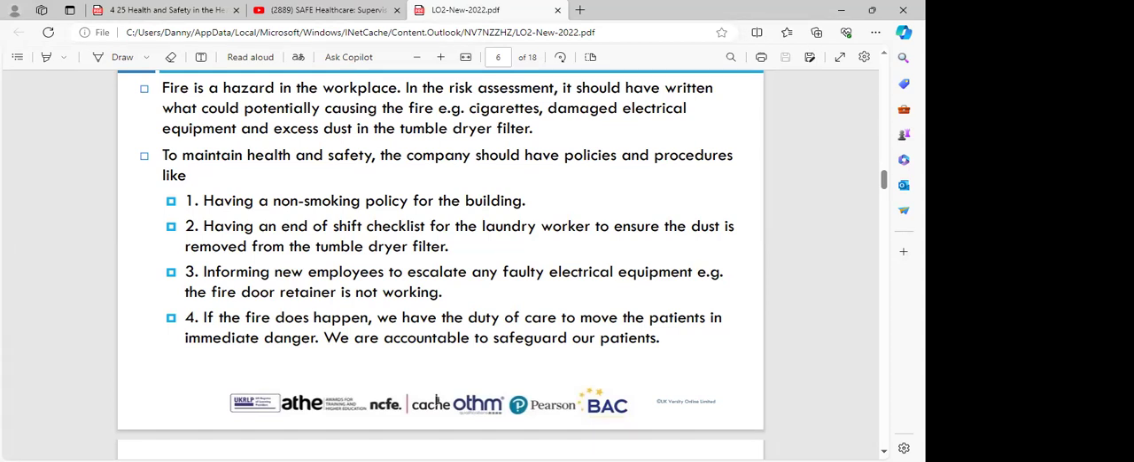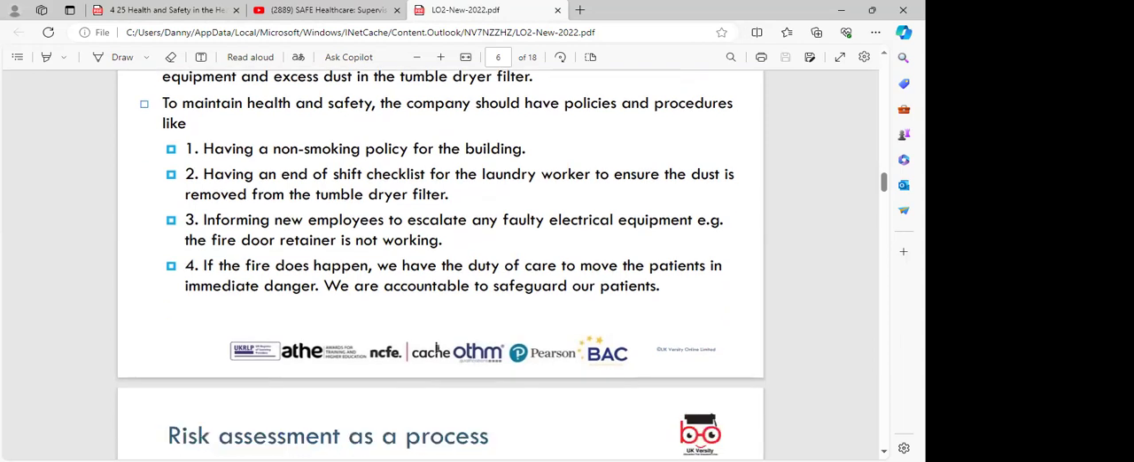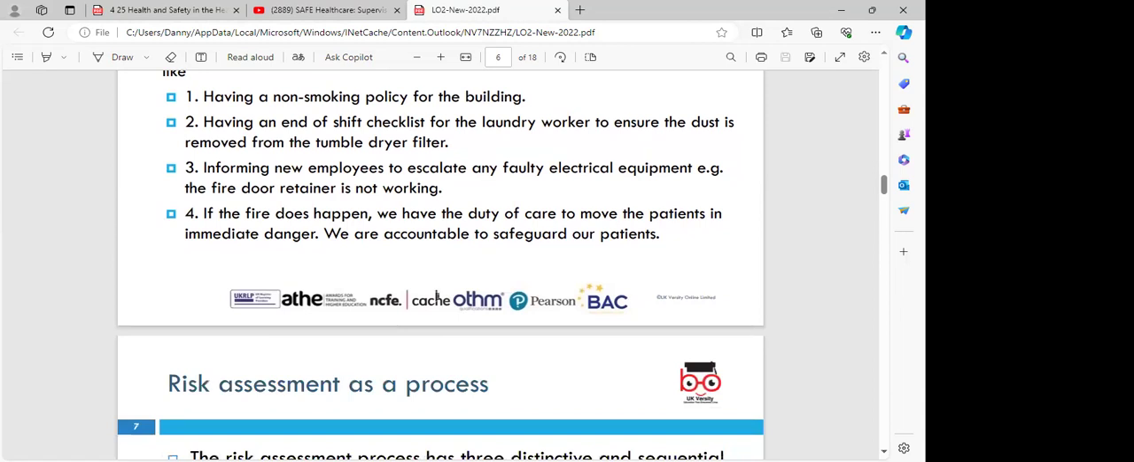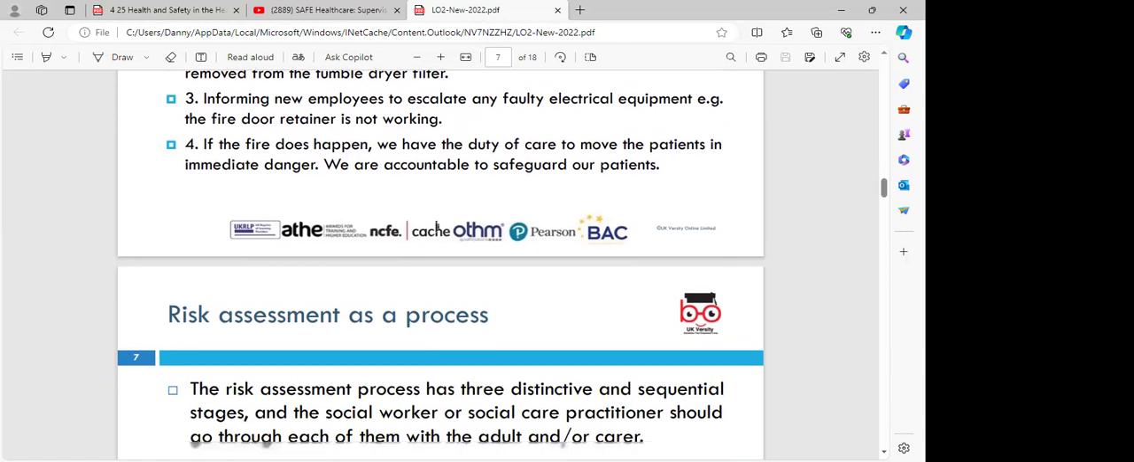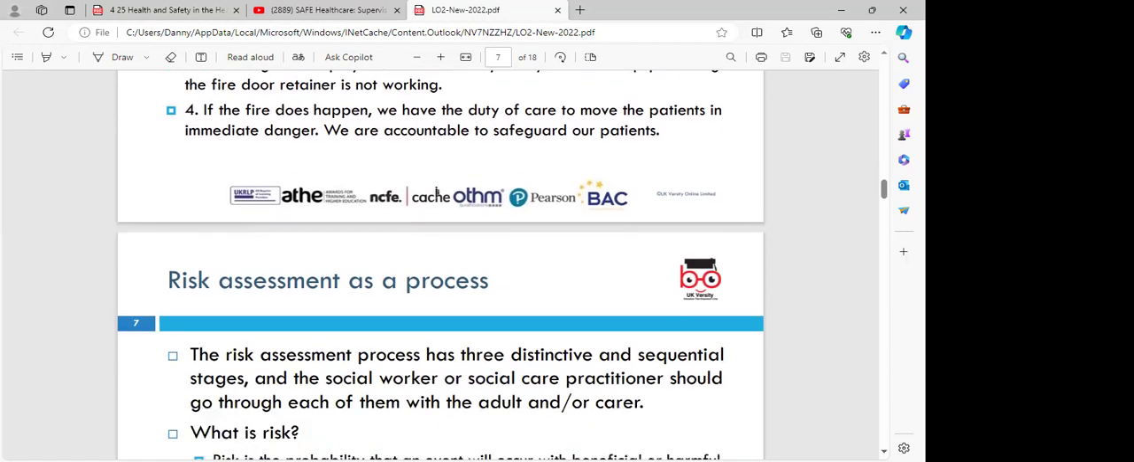Okay, and also informing new employees to escalate any faulty electrical equipment, e.g., the fire door retainer is not working and all that. And then lastly, if a fire occurs, the duty of care is to move patients in an immediate manner. This normally will be trained patients and service users. We have a duty of care towards them.